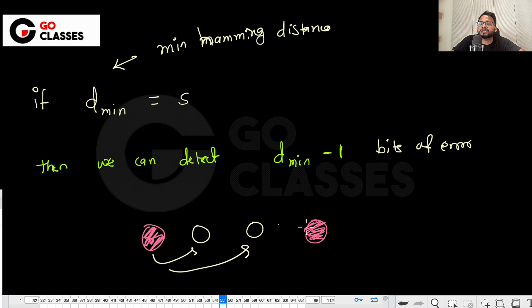You can always draw this diagram and you can always find out the answer. Or it's this very simple formula, D minus 1. If you want, you can remember this. Otherwise, you can draw that. Minimum Hamming distance is 3, which means 2 invalid in between, so if you land up in these, then you can detect the error. Otherwise, you will not be able to detect the error.